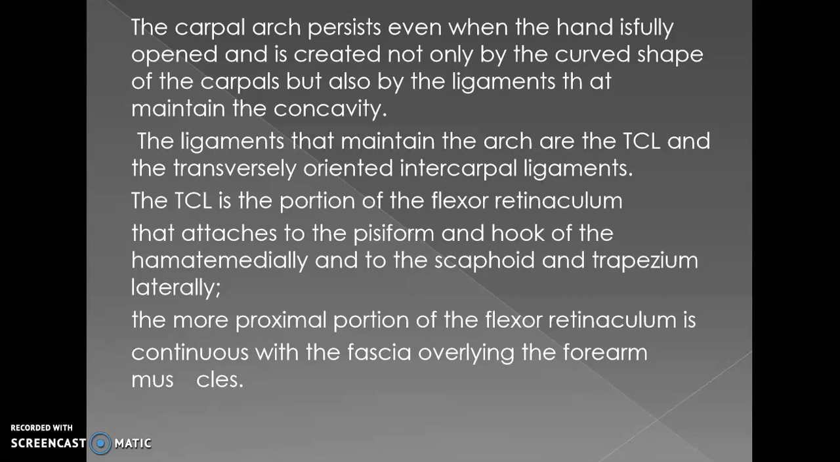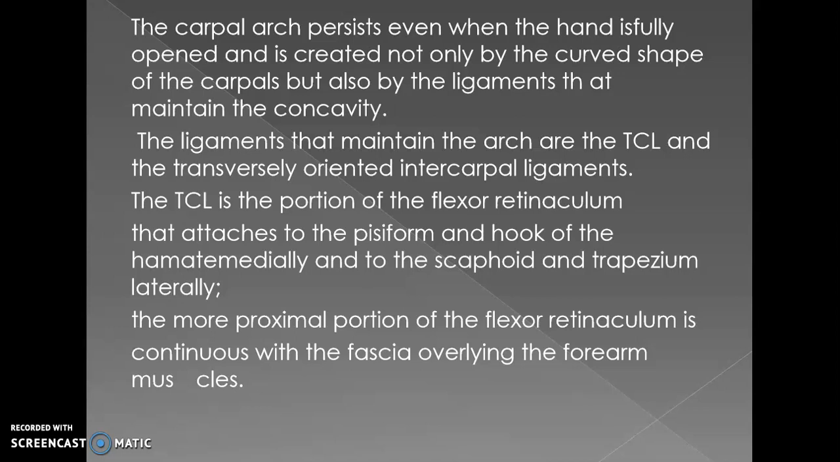The TCL is a portion of the flexor retinaculum. The TCL also forms a part of what we call the flexor retinaculum that attaches to the pisiform and the hook of the hamate medially. On the medial part, the middlemost bones in the two rows, distal and proximal, are the pisiform and hamate, and to the scaphoid and trapezium laterally. So the scaphoid and trapezium are the lateralmost bones in the two rows.